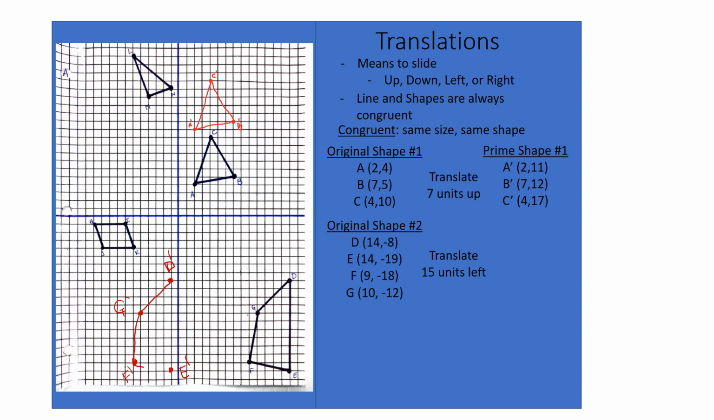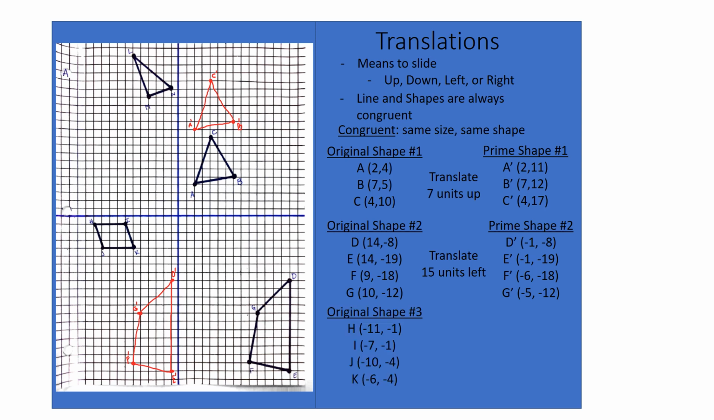Once you have drawn all of your points, you can connect the dots. And once we have drawn the new shape, our next step is to write down the new coordinate points. The new shape for number 2 is located at D prime, which is -1, -8, E prime, which is -1, -19, F prime, which is -6, -18, and G prime, -5, -12.